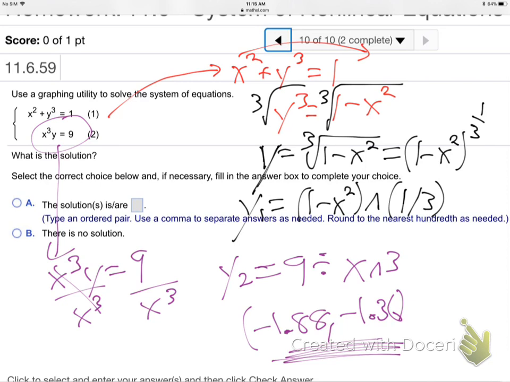So, here. There's the graph I got. I'm just on the normal window, negative 10, positive 10, negative 10, positive 10. Then when I hit second calc, I go down to intersect. And it asks me first curve, second curve. What I do is hit the up arrow, down arrow buttons right here to make it jump.